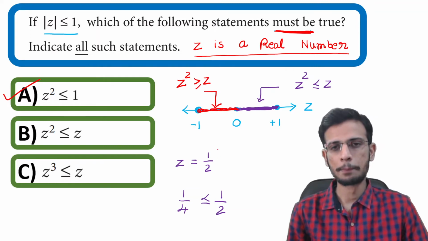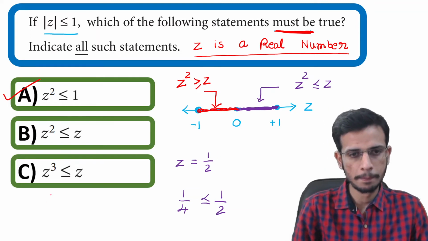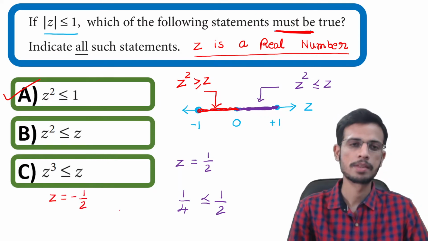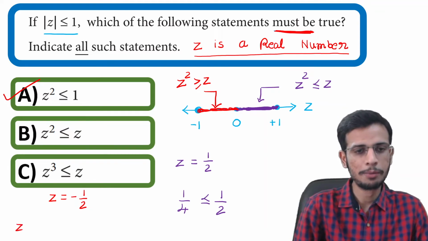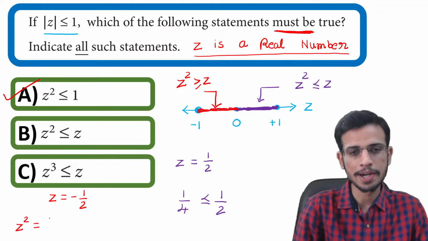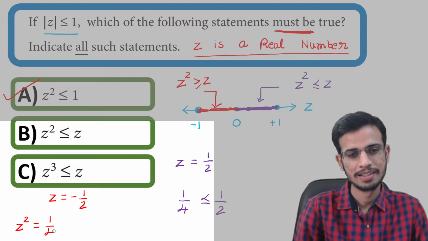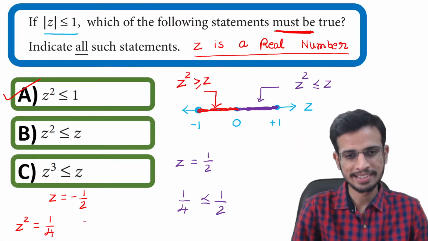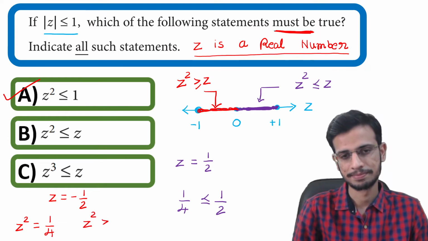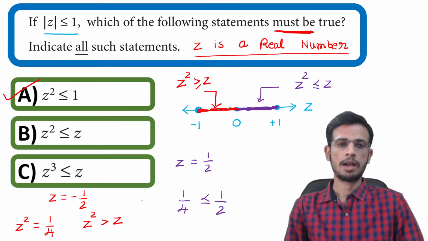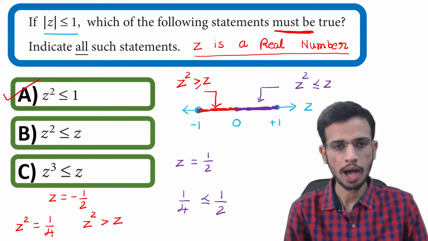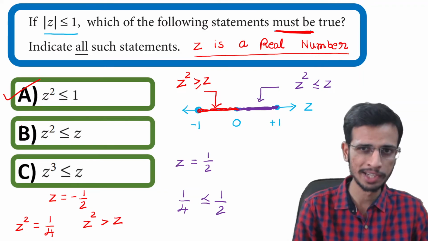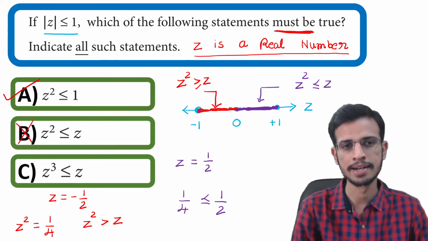If you put z equal to minus 1 by 2, then z square will become 1 by 4, and z square is greater than z. The square of a negative is positive, so the RHS is negative and the LHS is positive, so it is not true for all the cases. So option B is cancelled, eliminated.